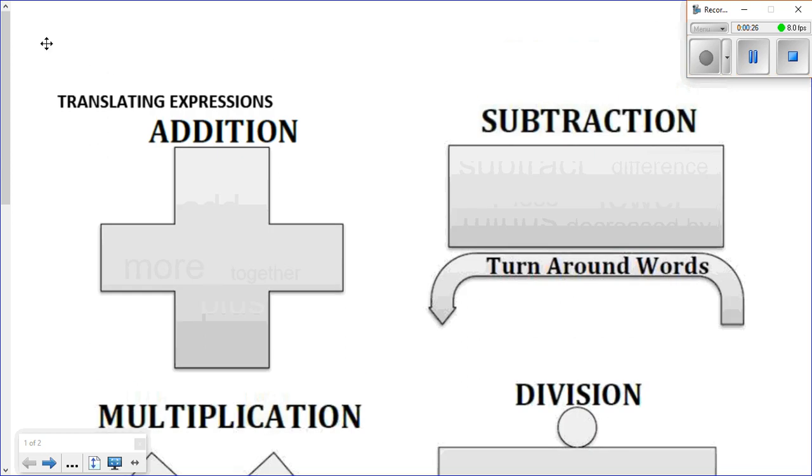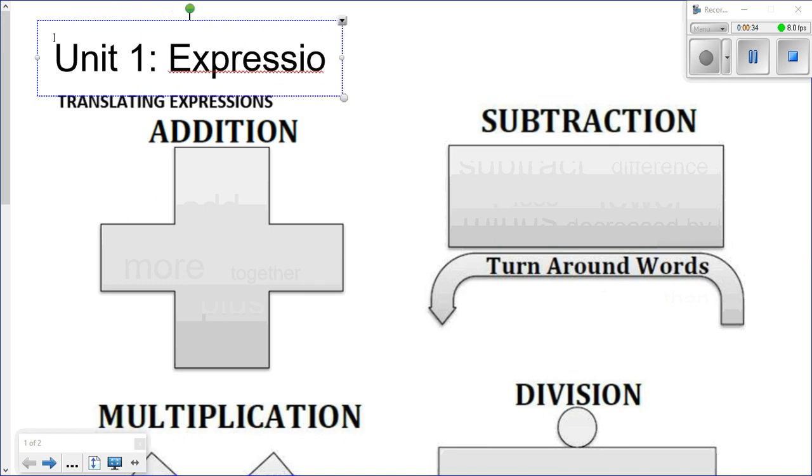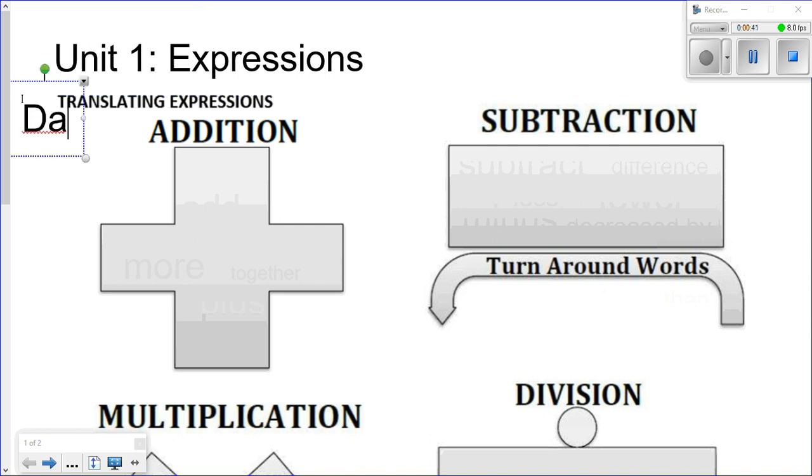We're going to write at the top of your page: Unit 1, Expressions, because that's the unit we're doing. Underneath it you can write Day 1, a little bit smaller, and you're going to call Day 1 Translating Expressions. So I just say Unit 1 Expressions, Day 1 Translating Expressions.